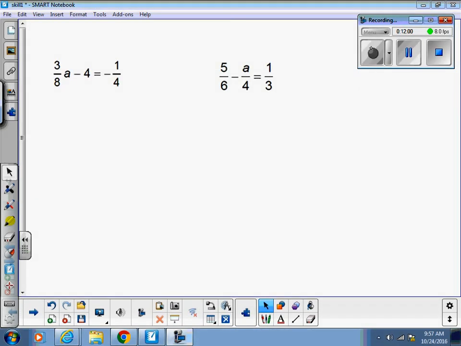Alright, so here we have a lot of fractions happening. One of the best ways to go ahead and do that is to get rid of the fractions by multiplying the whole equation by the LCD. So here we're going to use the LCD.